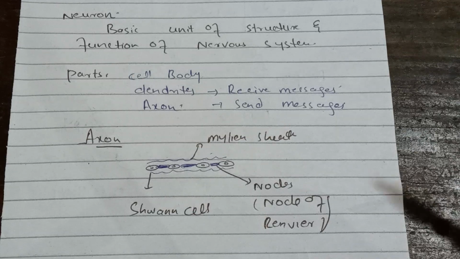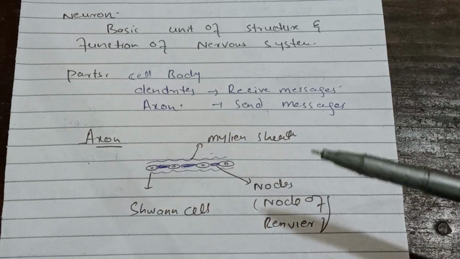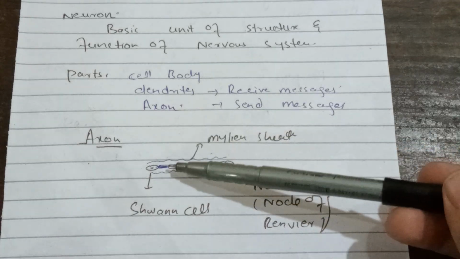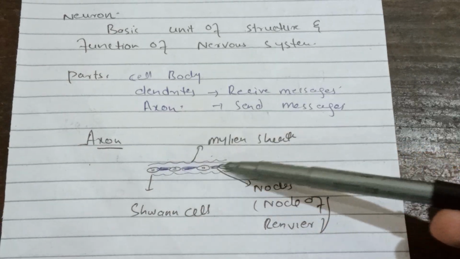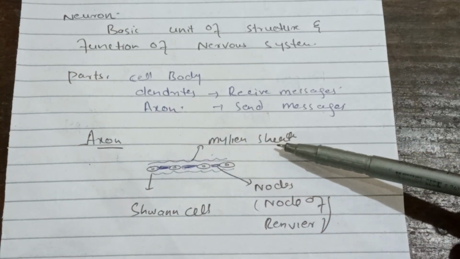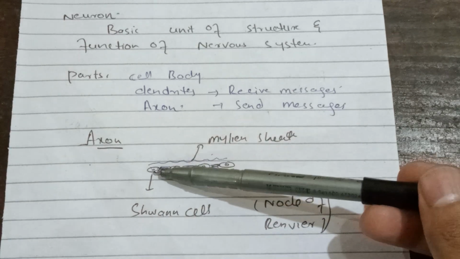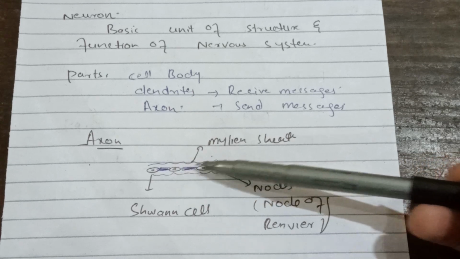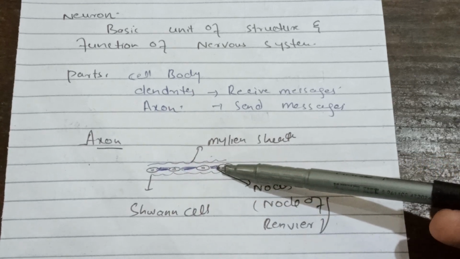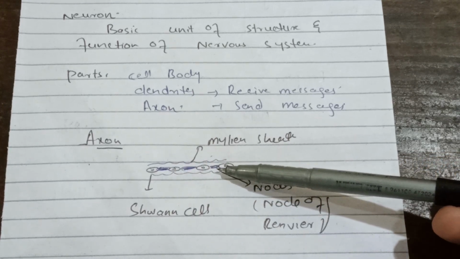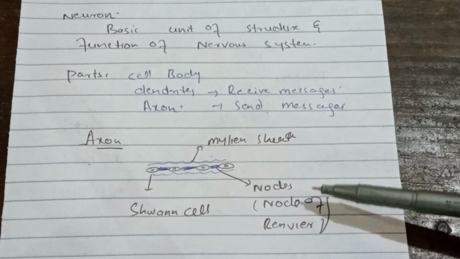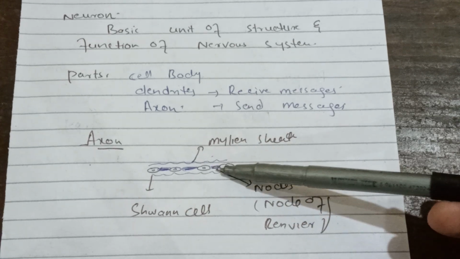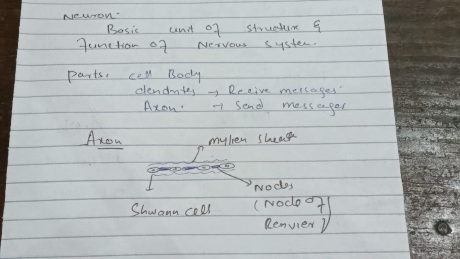Axon. I am going to explain the axon in a short form. This is the axon. In the axon there is a sheath called the myelin sheath. It is formed of fat cells. In the axon there are cells called Schwann cells. This is a Schwann cell. In between Schwann cells there are nodes called nodes of Ranvier. This is a node of Ranvier. In between two nodes of Ranvier there is a Schwann cell. So this is a simple axon structure.